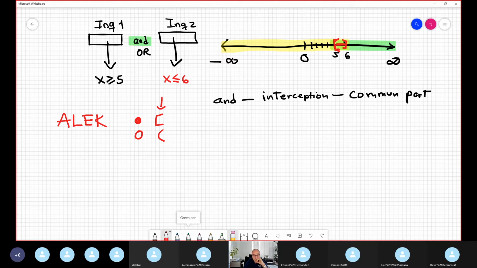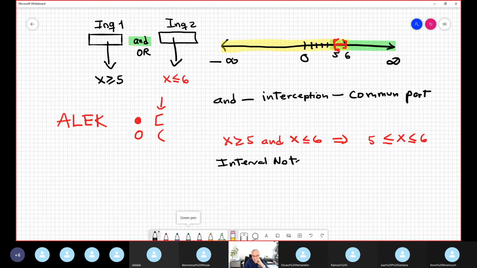So, conclusion: x greater than or equal to 5 and x less than or equal to 6 is equivalent to saying x is in between 5 and 6. If you want to represent this interval in interval notation, remember it's bracket 5, 6. Basically it is the bunch of values. Remember, we are working with the real numbers. So in between 5 and 6, we have infinite real numbers, 5.1, 5.2, 5.5. We have infinite numbers here in the middle. This is the intersection.